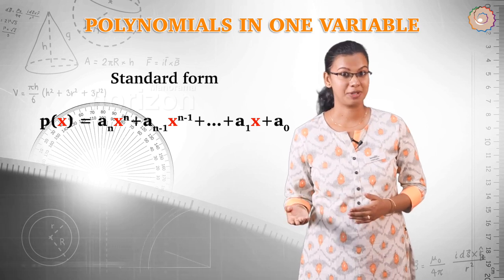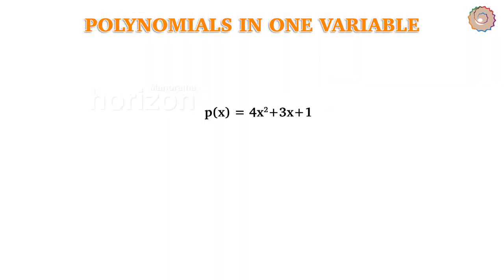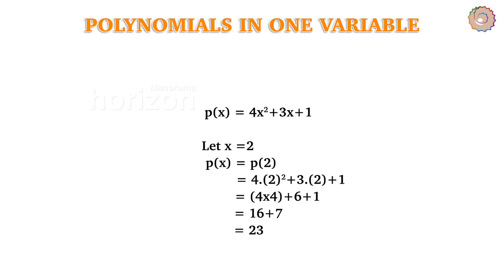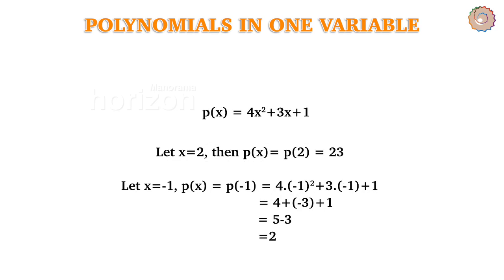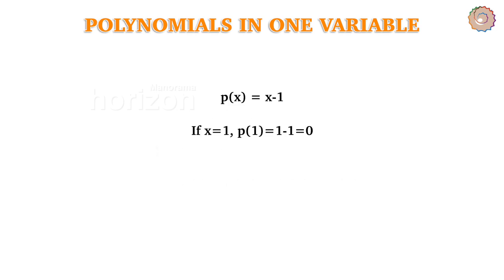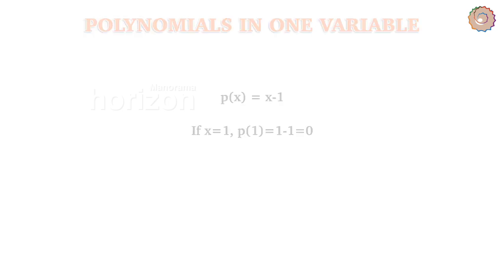Let's see with an example. p of x equals 4x squared plus 3x plus 1. If x equals 2, then p of x equals p of 2, which is equal to 23. If x equals minus 1, then p of minus 1 equals 2. Suppose p of x equals x minus 1. If x equals 1, then p of 1 equals 1 minus 1, which is 0.